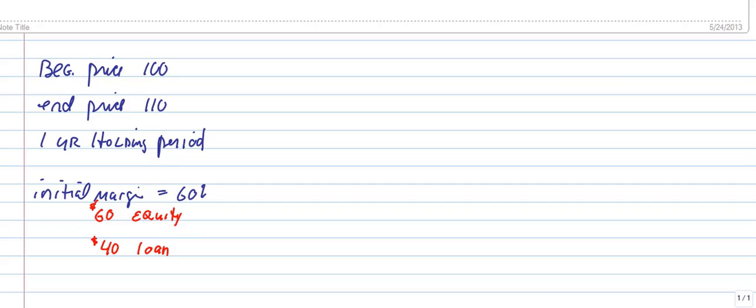Let me give you some more information in this example. I'm also going to assume, as we had before, a dividend of $4 was paid during the time period, and also the interest rate is 5%. Okay. The interest rate is 5%.